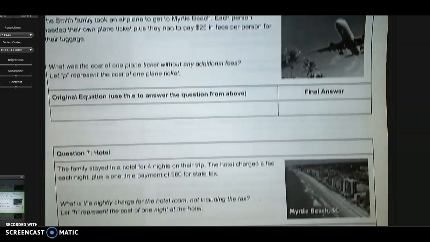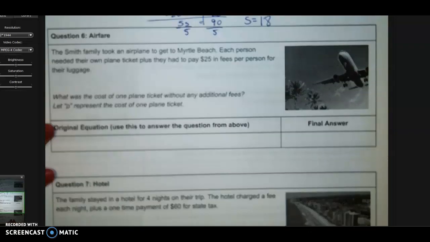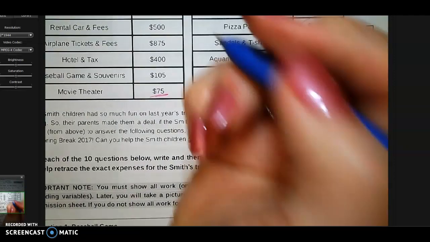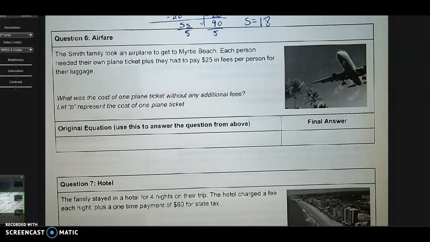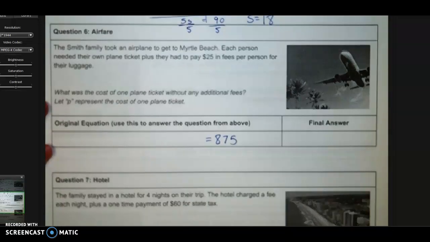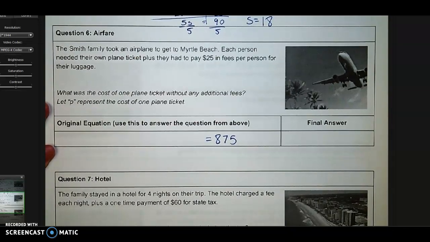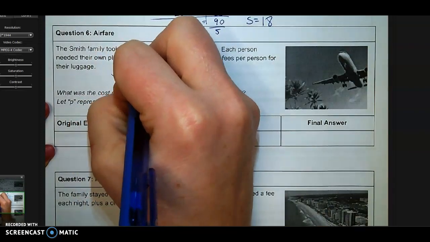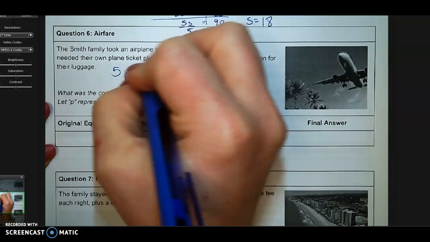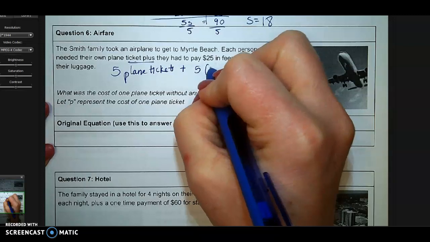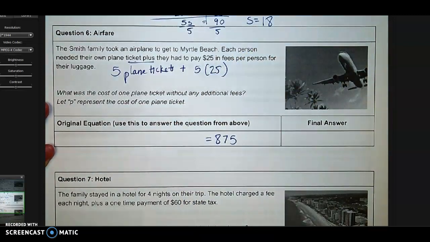For their airfare, their family spent $875 on plane tickets and fees. So that was their total cost for their airfare. So $875 was the total cost. And it says they took a plane and each person needed their own plane ticket. Obviously, 5 people, 5 plane tickets, right? Then it says plus they each had to pay $25 in fees for their luggage.